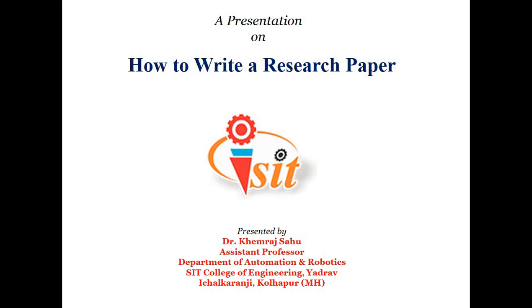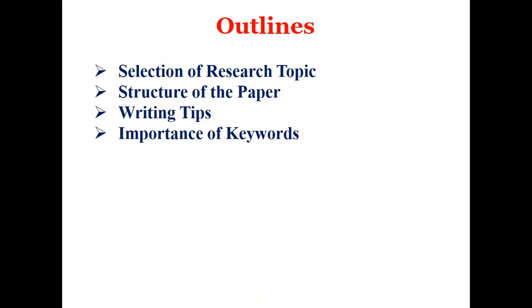So, I am going to discuss how to write a research paper. In this PPT we will discuss the basic concepts of writing a research paper and what the key contents are. So these are the outlines: first is the selection of research topic, then the structure of the paper, writing tips, and the importance of keywords.